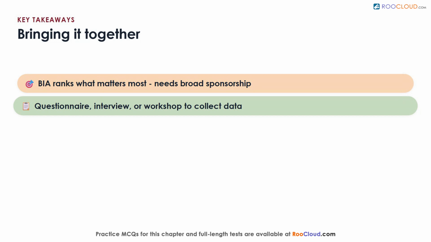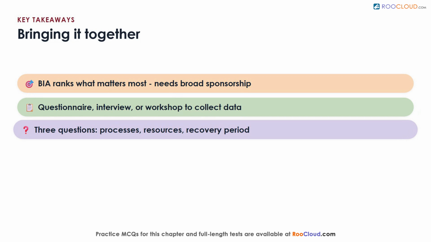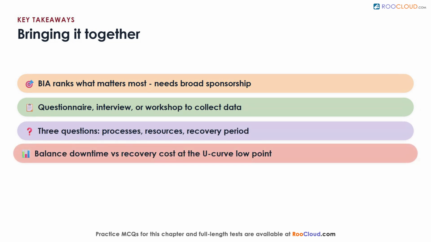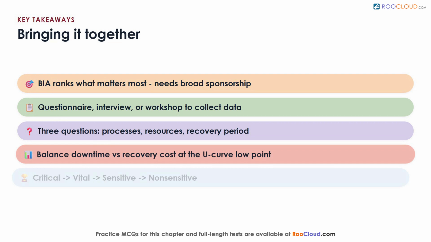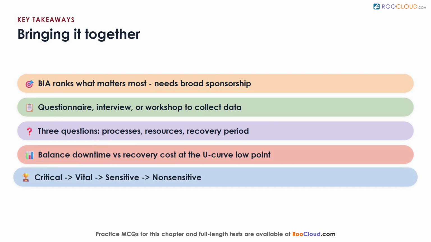Answer 3 questions about processes, resources, and recovery time. Balance downtime cost against recovery cost at the U-curve's low point. Then rank systems from critical down to non-sensitive. Master this, and every later continuity decision rests on solid ground.